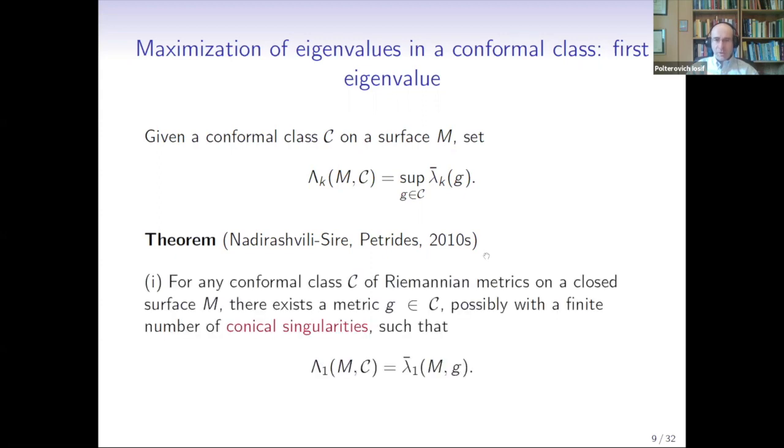As I already said, let me first formulate the result for the first eigenvalue. For any conformal class of Riemannian metrics on a closed surface, there does exist a maximizing metric, which can possibly have a finite number of conical singularities. As you have seen in the example of a surface of genus 2, these conical singularities are not a technical matter, they really have to be there. And so this metric realizes the maximum of the first eigenvalue.